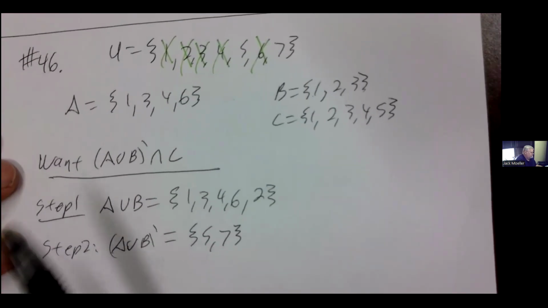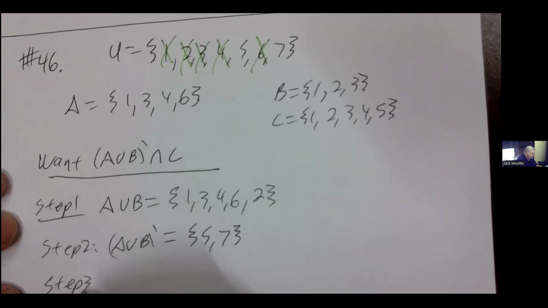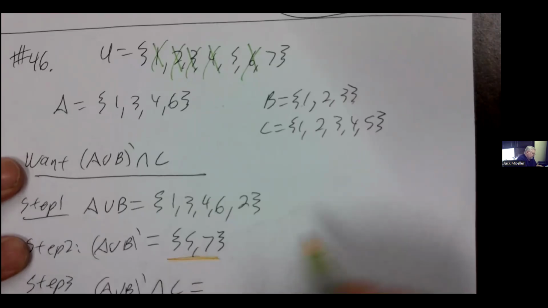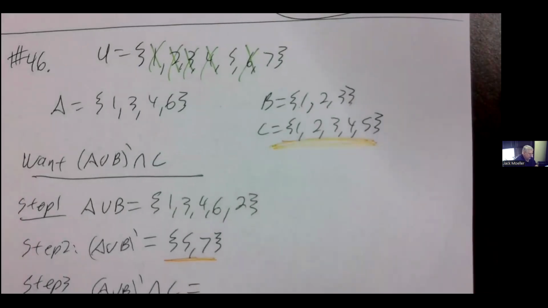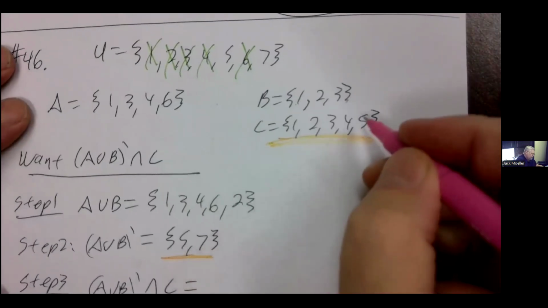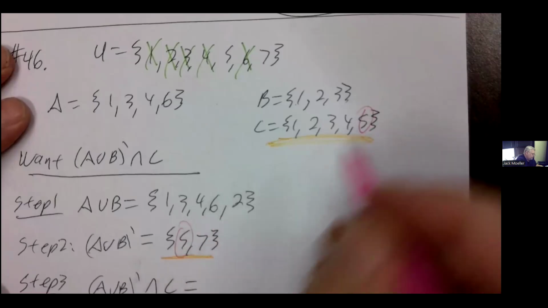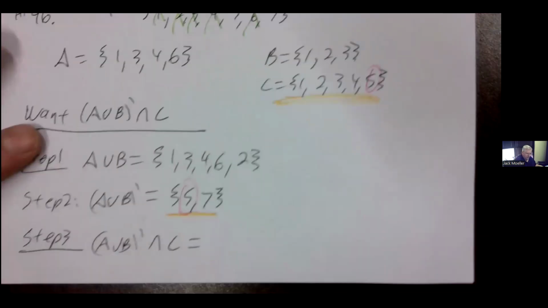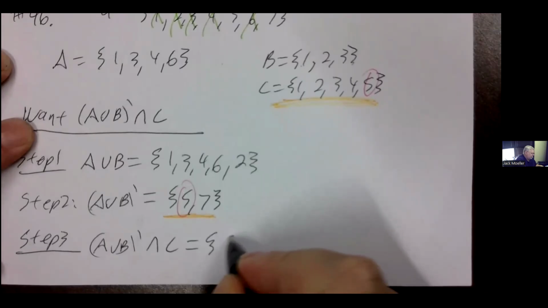Okay, so now we've done the union, we've done the complement, and now we've got to do the intersection. So what we're looking at is this set intersected with that set. So what do these two sets have in common? Is there a 5? Yes. Is there a 7? No. And those are the only 2 elements. So 5 is the only thing they have in common. So that is our final answer.